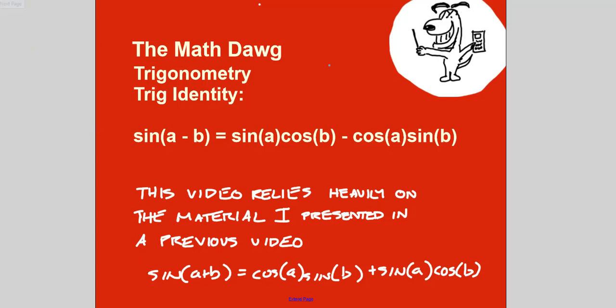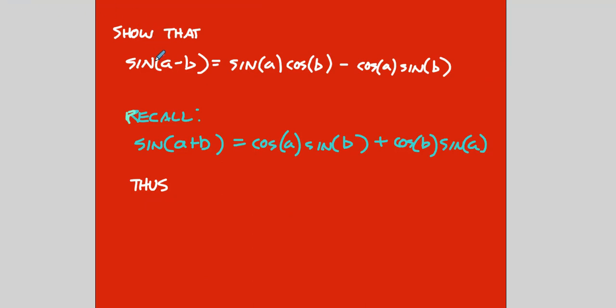So let's get started. Again, I'm going to show that the sine of the difference of two angles is equal to the sine of a times the cosine of b minus cosine a times sine b. This is the property I'm going to be using to do this proof: the sine of the sum of two angles is the cosine of a times the sine of b plus the cosine of b times the sine of a. Thus, we're trying to prove that sine of a minus b is this.